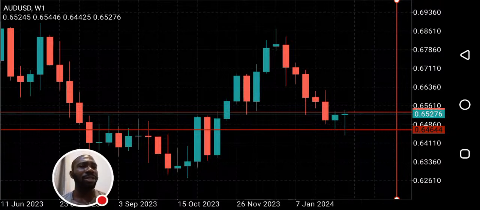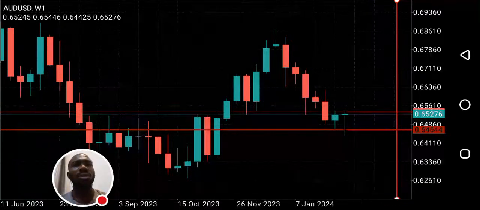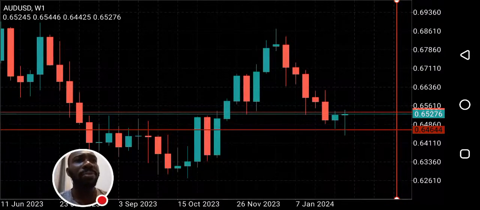Okay, it's a bullish reversal pattern. So going by the pattern we have on the weekly, we should expect a bullish move on Australian dollar USD. Do you get it? We should expect a bullish move on Australian dollar USD.